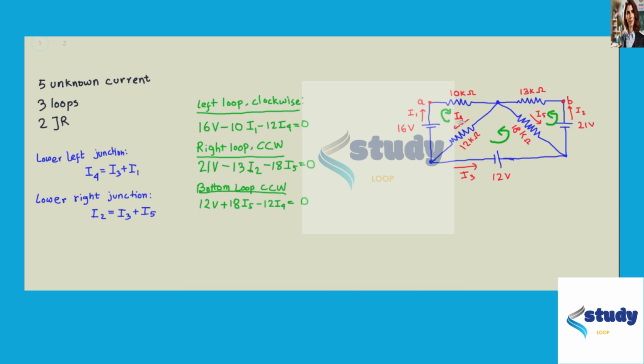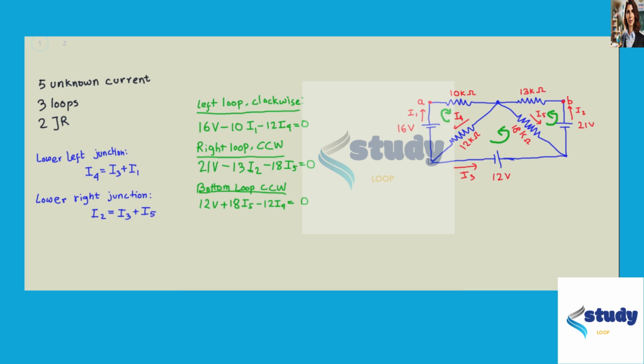So we have 5 unknown currents, from I1 to I5. Since we have 5 unknown currents, we need 5 equations to solve for each of the currents. Since we see that we have 3 small loops, we can have those 3 loops, and then to make 5 equations we can use 2 junction rules as well.